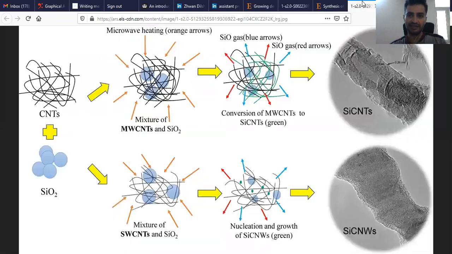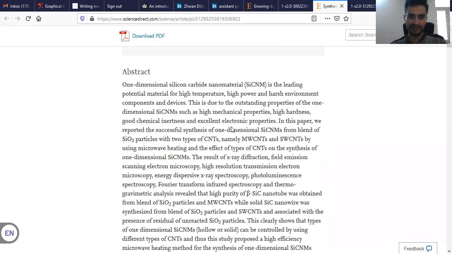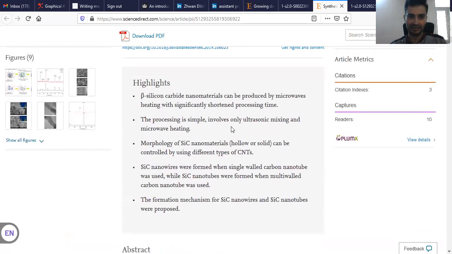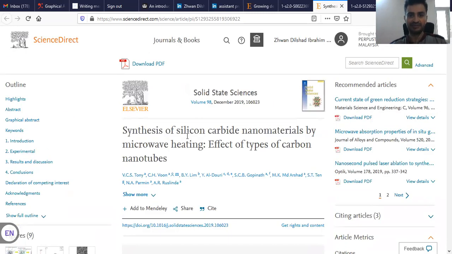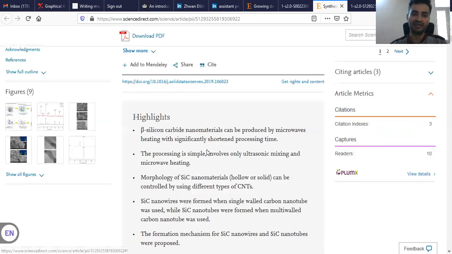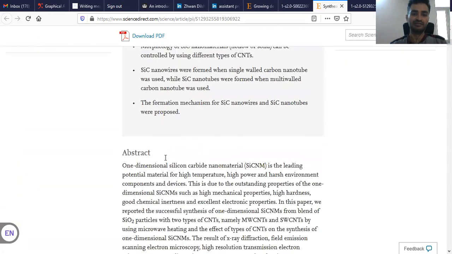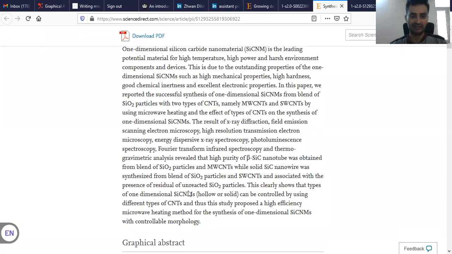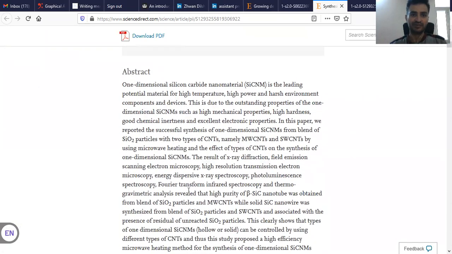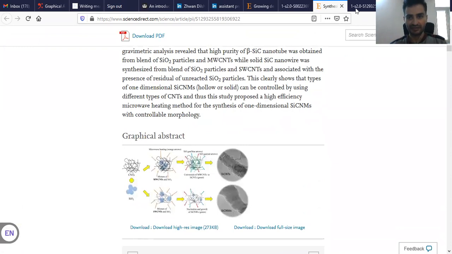We take another example. In this paper, the title is about silicon carbide nanomaterial by microwave heating: effect of types of carbon nanotube. So they use different types of carbon nanotube in the production of silicon carbide nanomaterial. The highlights are very important, we will explain them in another presentation. Here is the abstract, we explained it in the previous one. So now we focus on the graphical abstract.